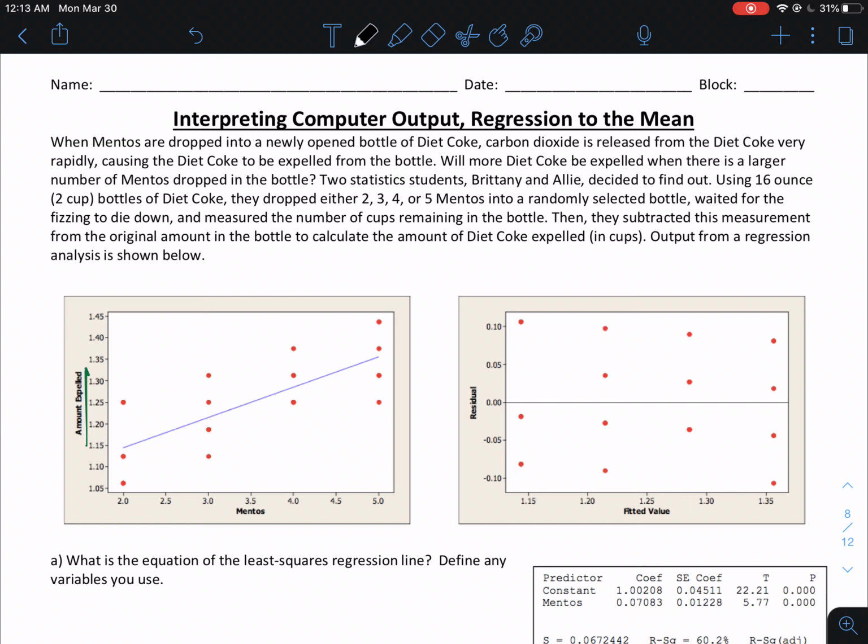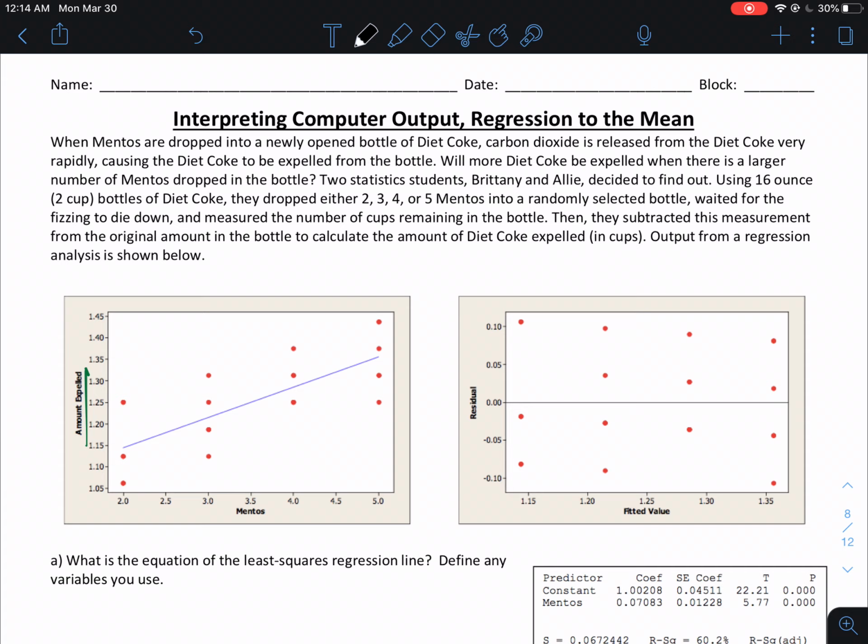Two statistics students, Brittany and Allie, decided to find out. They used 16-ounce or 2-cup bottles of Diet Coke. They dropped either 2, 3, 4, or 5 Mentos into a randomly selected bottle, waiting for the fizzing to die down, and measured the number of cups remaining in the bottle. Then they subtracted this measurement from the original amount in the bottle to calculate the amount of Diet Coke that had been expelled in cups.